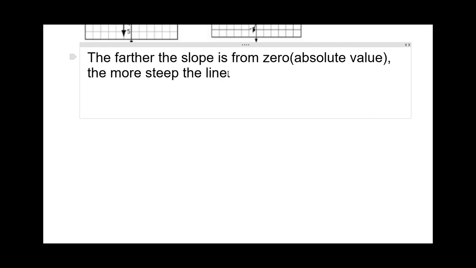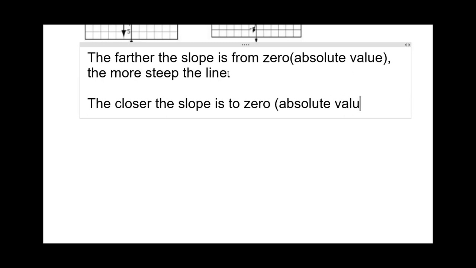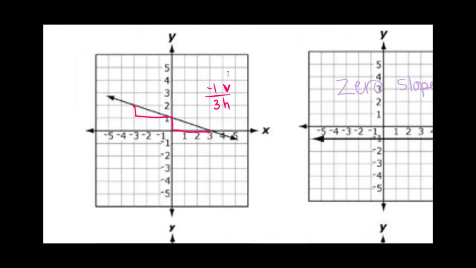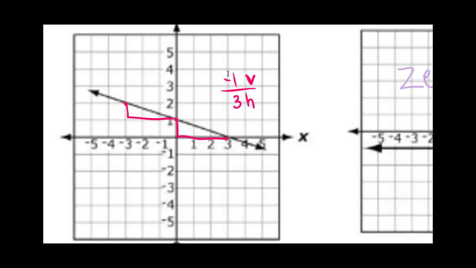And inversely, the closer the line is, or excuse me, the slope is to 0. And again, we're talking about absolute value. The less steep the line is. Okay, so let's go back and look at our examples here. Look at the one on the top left. I have a -1/3 slope.